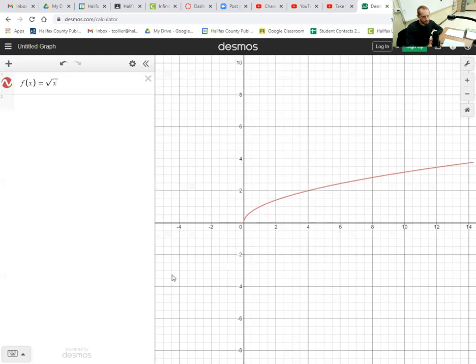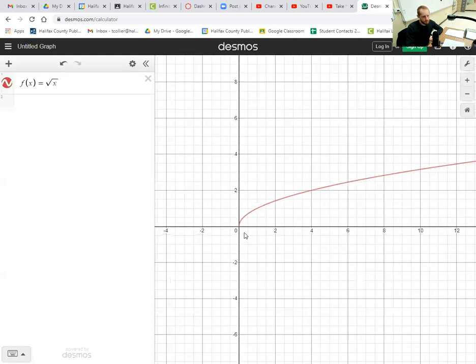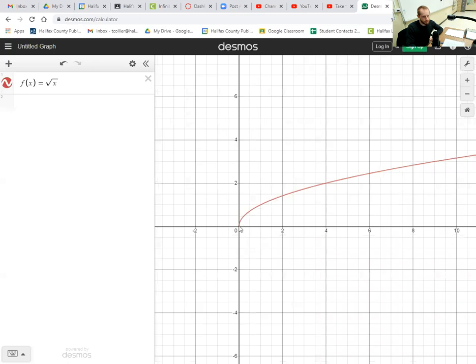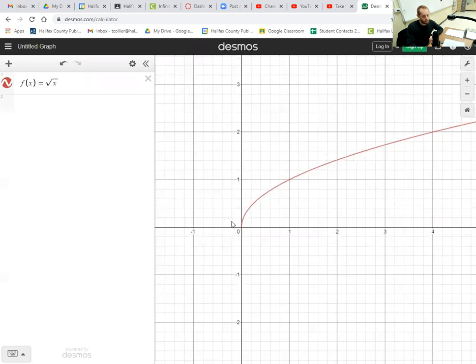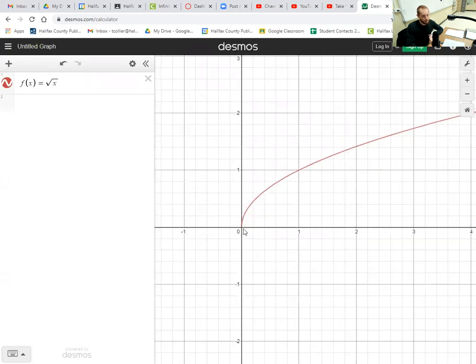So looking right here, what you'll notice is this graph never really goes below the x-axis. Remember, the x-axis is the horizontal axis, and the y-axis is going to be the vertical axis right here. And what you'll notice about this graph is it never dips below the x-axis, right? Because it's always going to stop at the point 0, 0, which is the origin. So it's never going to go below the x-axis.